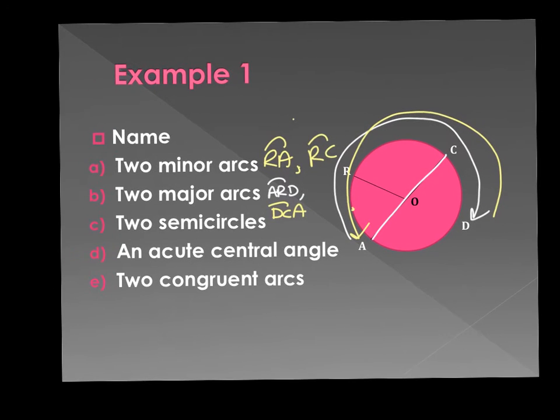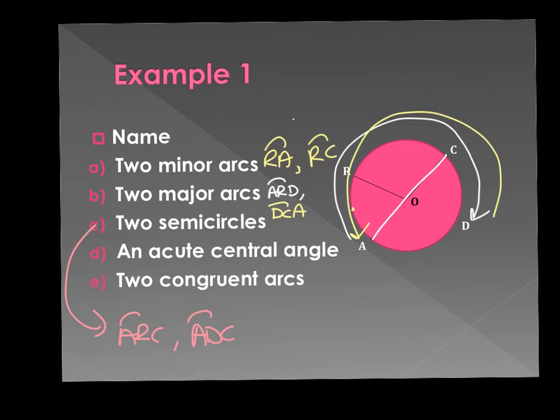Okay, how about a semicircle? What are the semicircles? ARC and ADC. Oh, no, I read it in the wrong way. ADC. Doesn't matter which way you write it, right? I could have written CDA as long as the D's in the middle. So CDA or ADC would be the same arc, and then ARC or CRA would be fine.